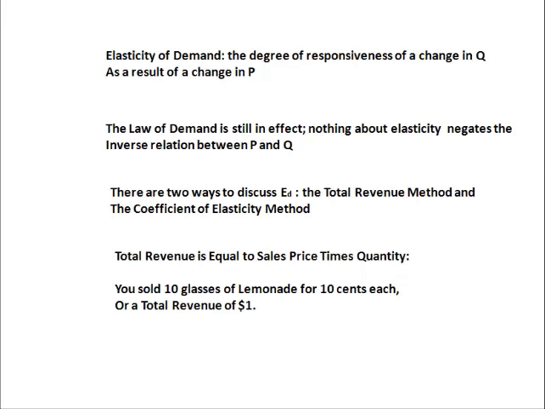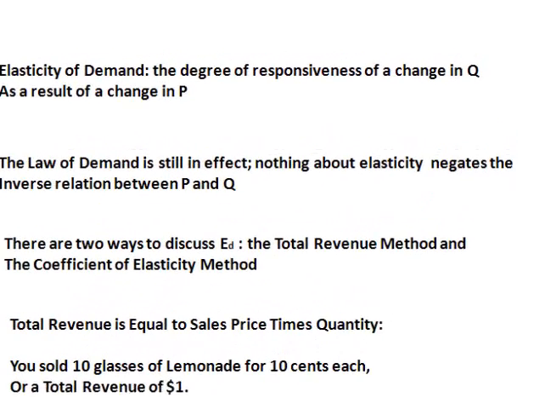There are two ways to discuss elasticity. One is the total revenue method, and one is called the coefficient method. In terms of the total revenue method, total revenue is equal to sales price times quantity. So just like when you were a kid and you sold 10 glasses of lemonade for 10 cents apiece, your total revenue was $1. And the same is true for big businesses too. That's how you get total revenue. So let's look at the total revenue method.